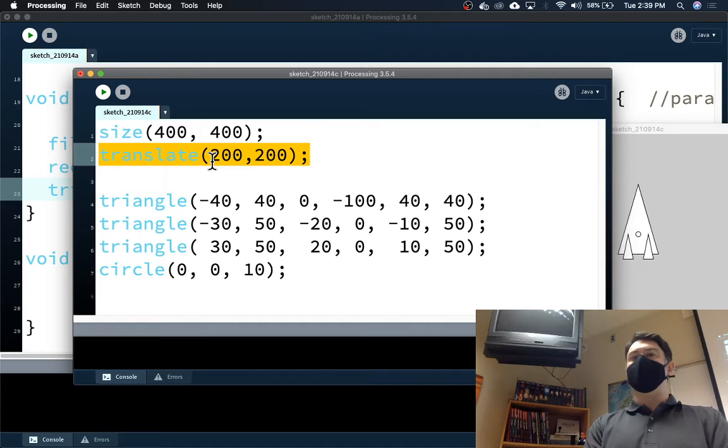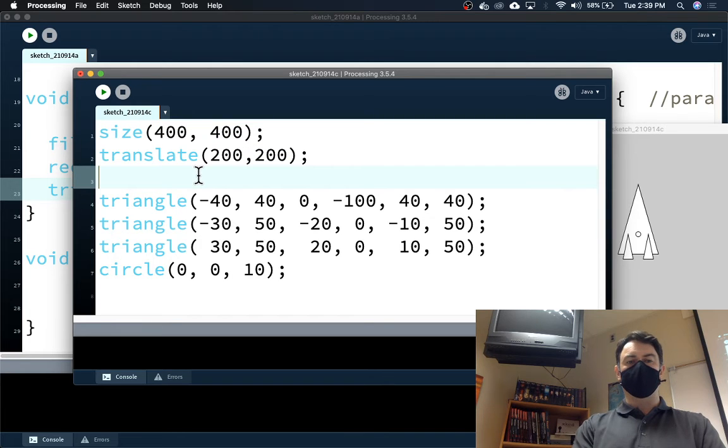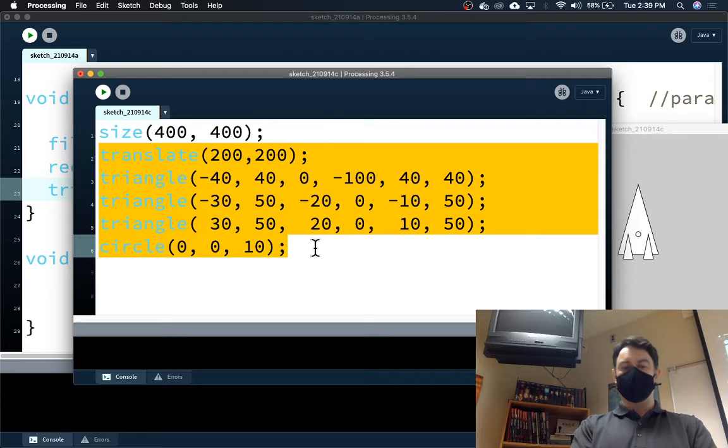So I'm going to copy and paste this over to my spaceship function. Are you ready? Don't bring the size over. We're leaving that behind. We're going to do everything from translate down. So I'm going to take the translate, all this kind of stuff. I'm going to copy it over.